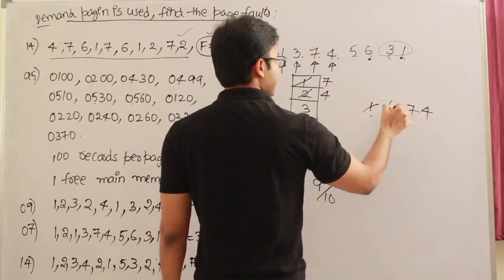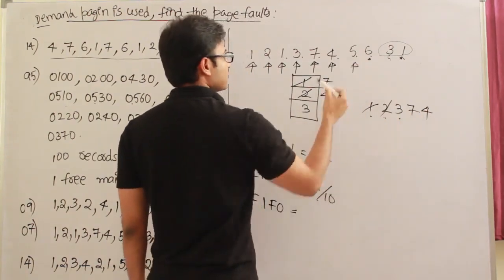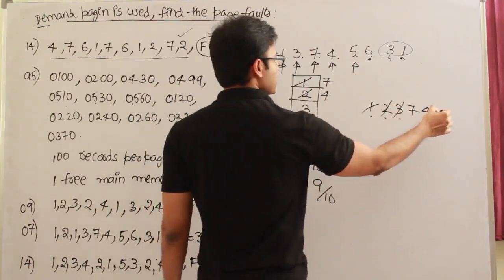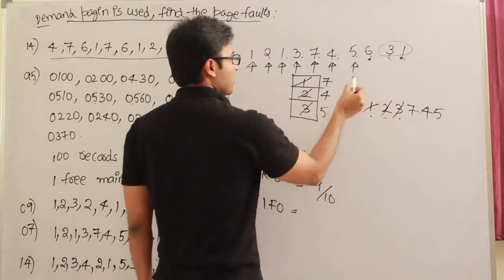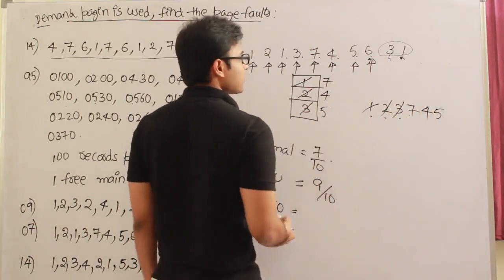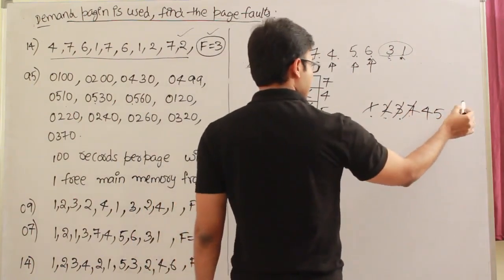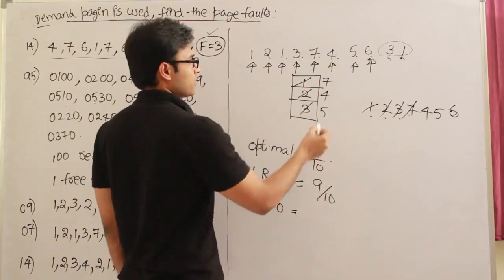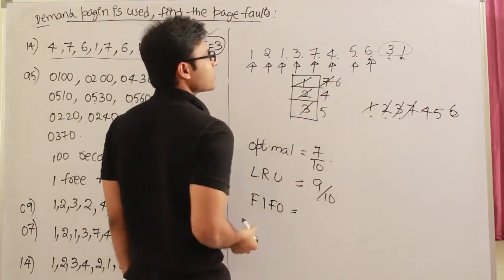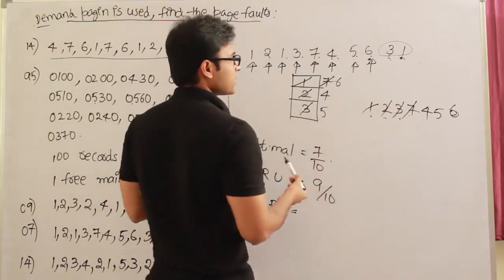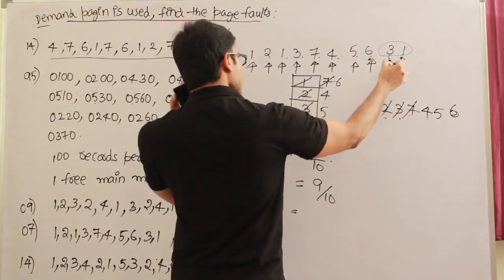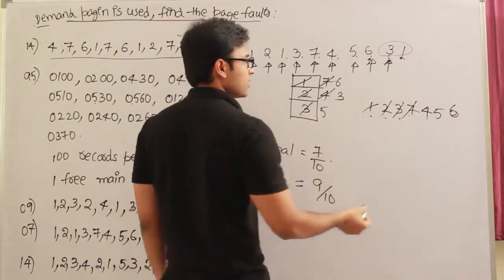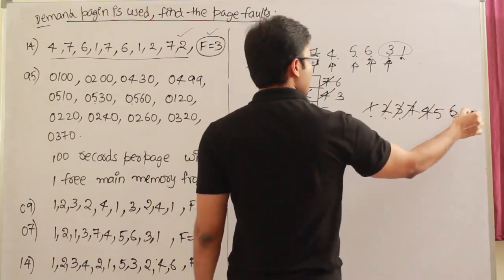Okay, and next 5. Now which one are you going to replace? 3 has to be replaced, and 5 will enter. And next 6, which one will be replaced? 7 will be replaced, and 6 will enter, isn't it? Next we need 3. Which one has to be replaced? 4 has to be replaced. Therefore 4 is replaced with 3.